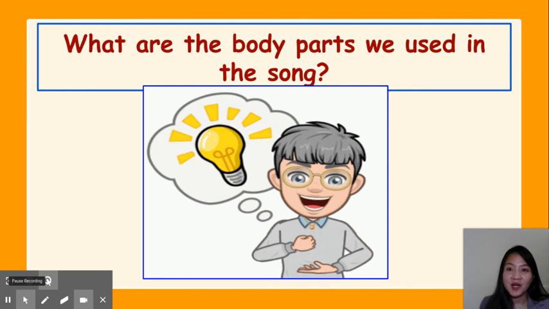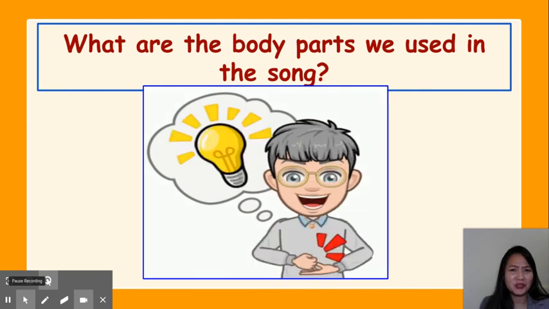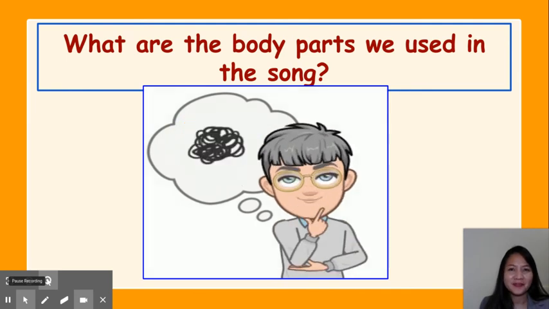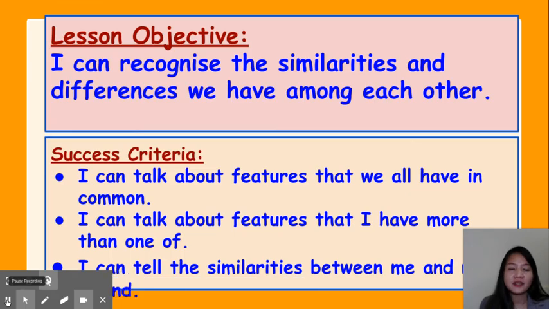Now, what are the body parts used in the song? Can you remember them? For today's lesson, the objective is you have to recognize the similarities and differences we have among each other. By the end of the lesson, you should be able to talk about features that we all have in common, talk about features that you have more than one of, and tell the similarities between you and your friend.